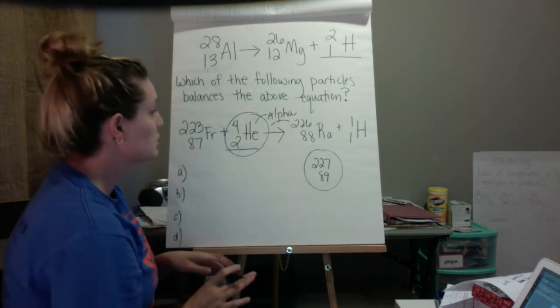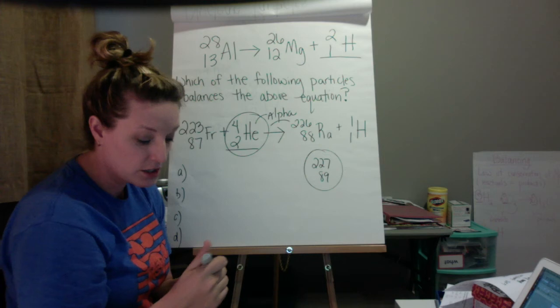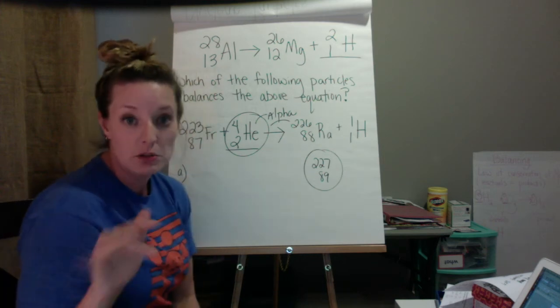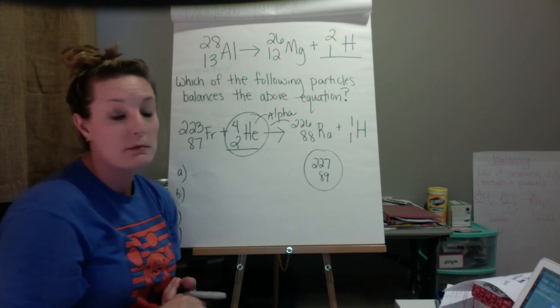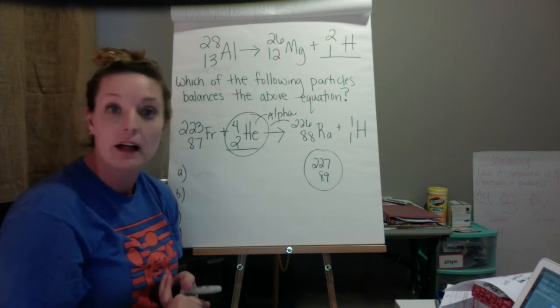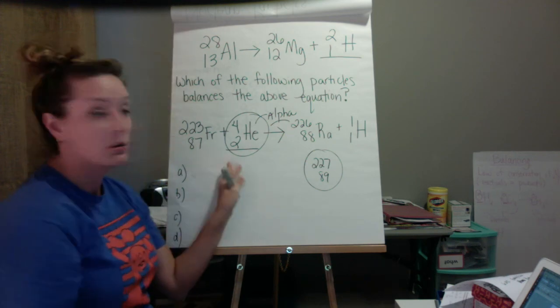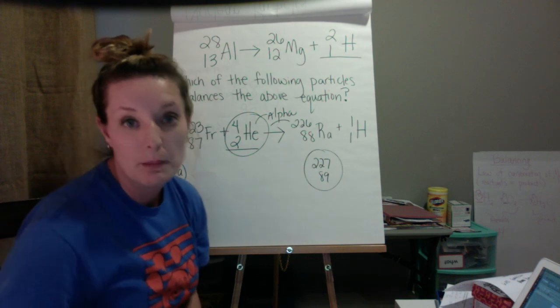Okay? So just a quick review on balancing nuclear equations and the types of particles. You have notes and practice over that. If you have any questions, you can email me, or we'll spend maybe 5-10 minutes going over that in class just to review. But this should totally help you. If you have any questions, just email me. All right?